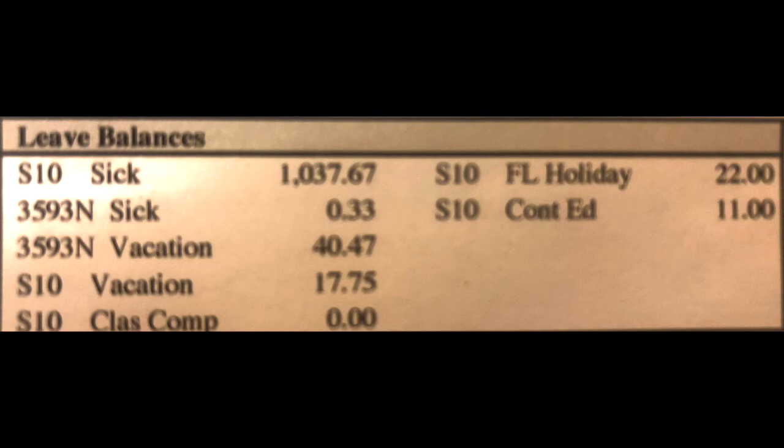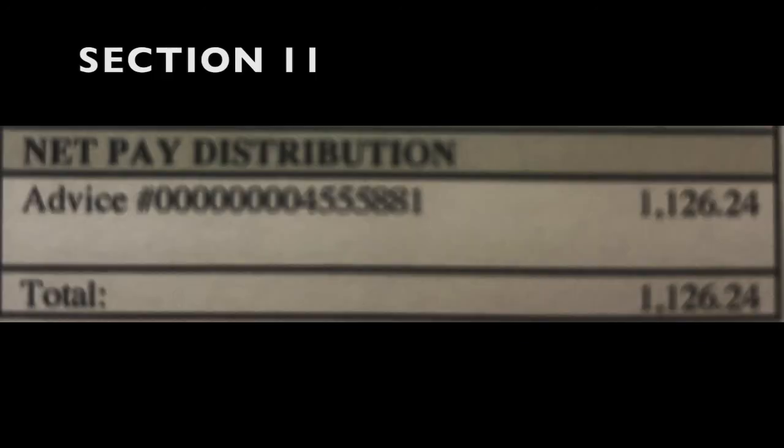So this person took 7 hours up to now, and they still had 11 left. And this, you have to use both of these by the end of the school year. Floating holiday, you have to use by the end of the school year. The continuing ed by the end of June. And that's your total pay, net pay for that pay period. So that's what you got into your bank account or on your debit card or whatever. That's your total pay for 2 weeks.